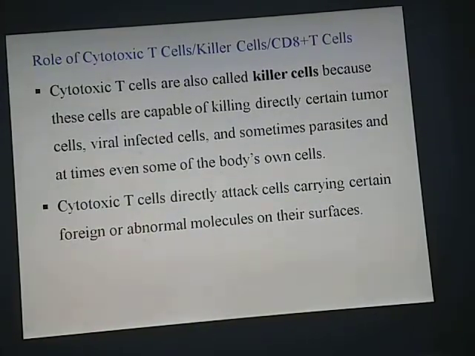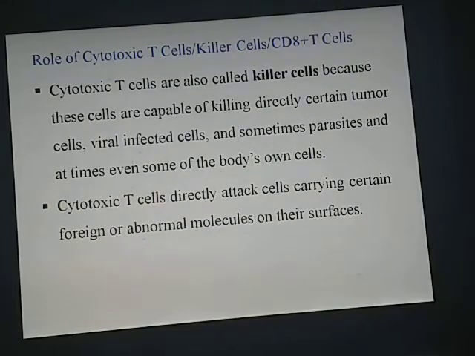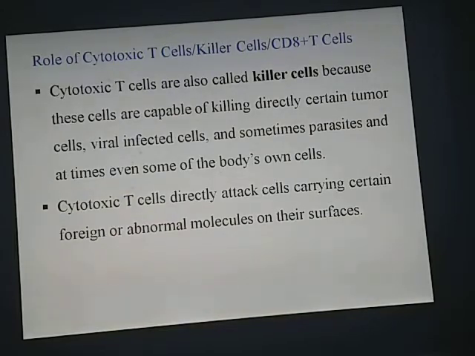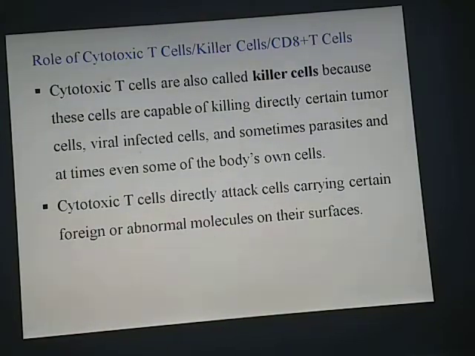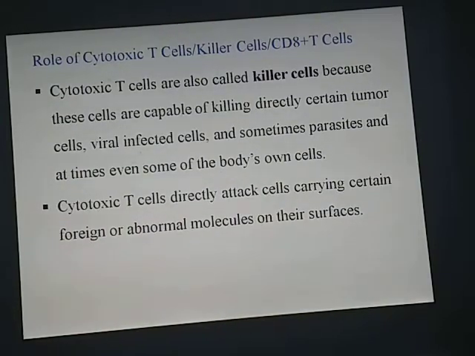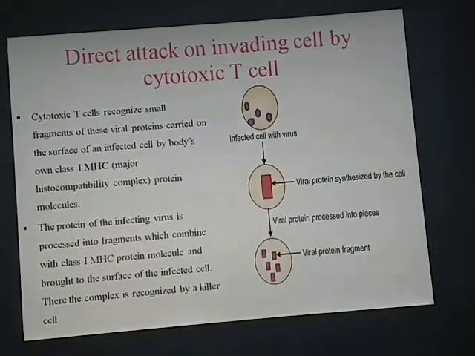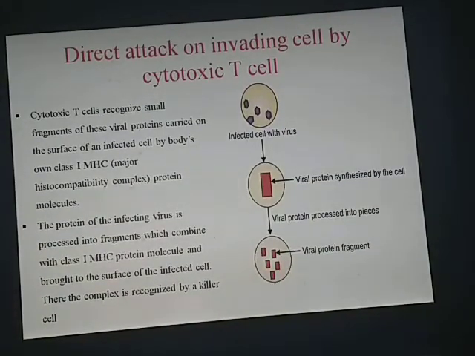The role of cytotoxic T cells. The cytotoxic T cells are also called killer cells because these cells are capable of directly killing certain tumor cells, virus infected cells, and sometimes parasites, and at times even some of the body's own cells also. Cytotoxic T cells directly attack cells carrying certain foreign or abnormal molecules on their surfaces. So how does it happen? Direct attack on the invading cell by cytotoxic T cell.